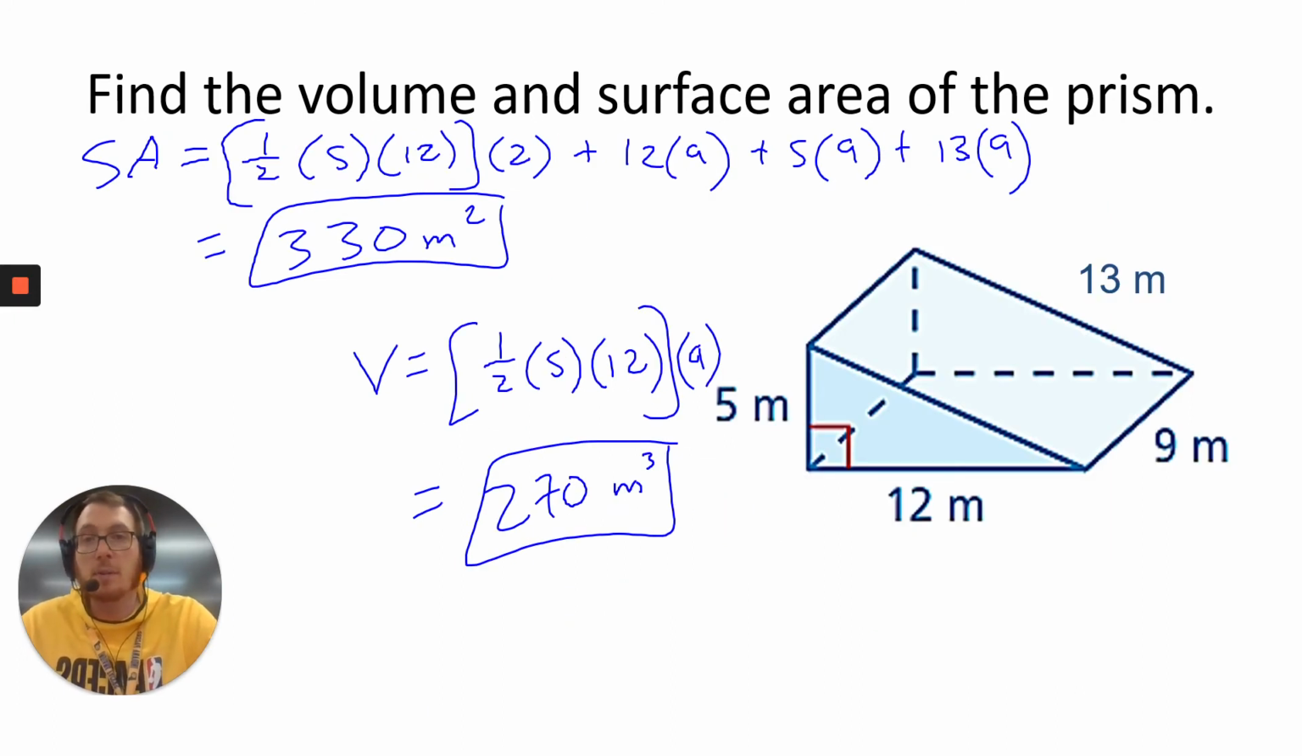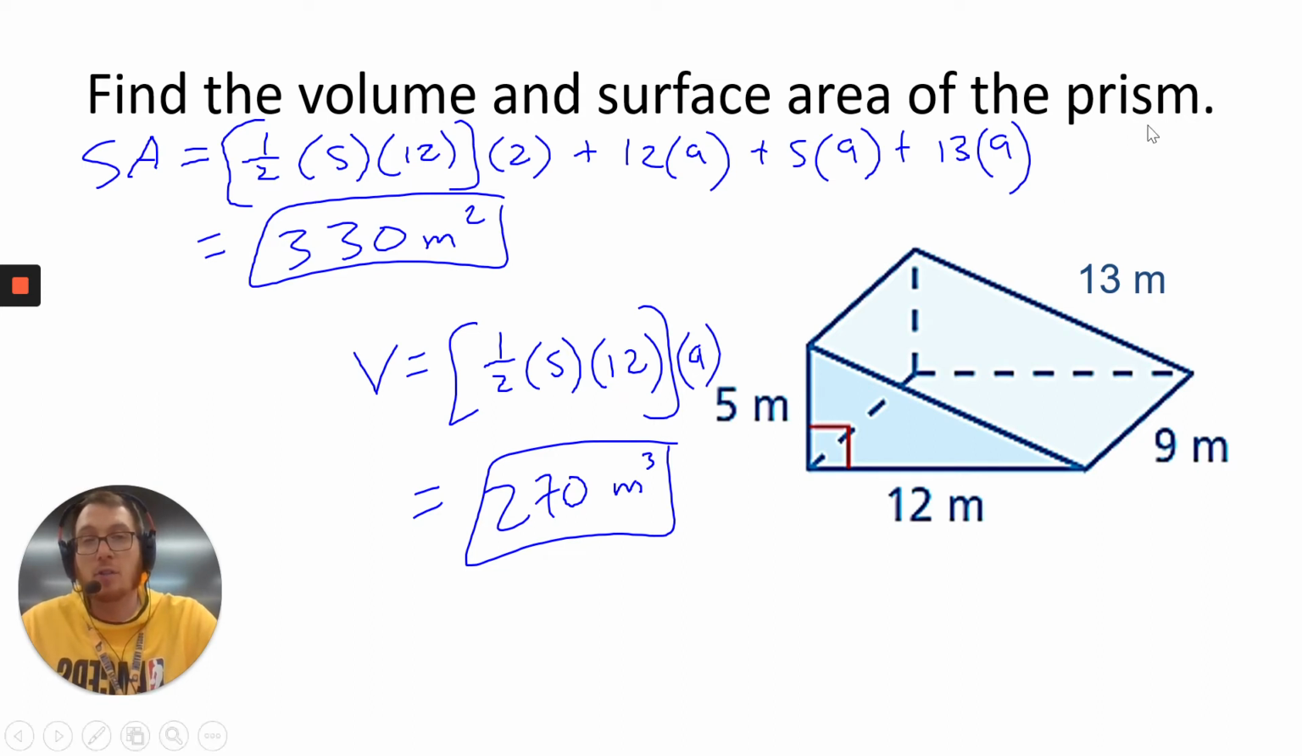For this triangular prism, the surface area would be 2 triangles, so 1/2, 12 times 5, because that's the base and height that make a right angle, then times 2 because there's 2 of them, and then plus 13 times 9, 12 times 9, and 5 times 9 because there's 3 rectangles. The other option is you could find the perimeter, which would be 5 plus 12 plus 13, and then multiply that by 9 itself, and that would also be able to find that number for the surface area.